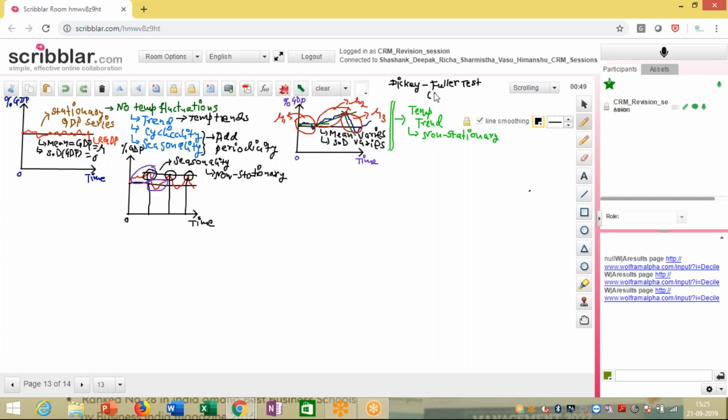A Dickey-Fuller test, or as we call it, the DF test. And there is another test which is called the augmented Dickey-Fuller test.